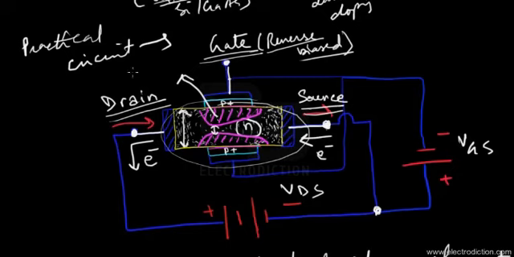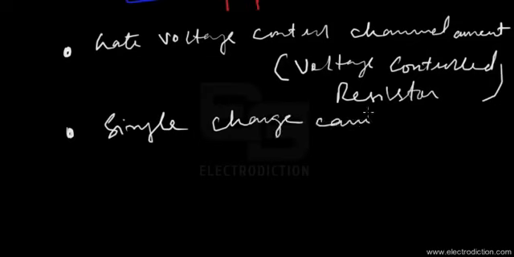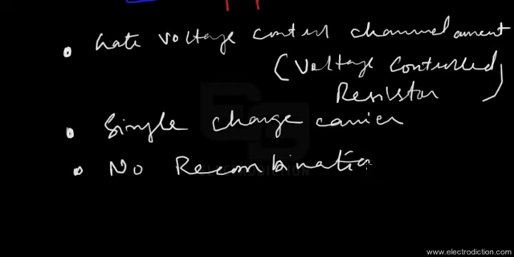So basically, this is the depletion region over here. There goes the depletion region in pink. Having said that, we get to know two other features of the JFET. That is, it has only a single charge carrier, and there is no recombination inside, as nothing offers resistance to the path of the flow of the current.